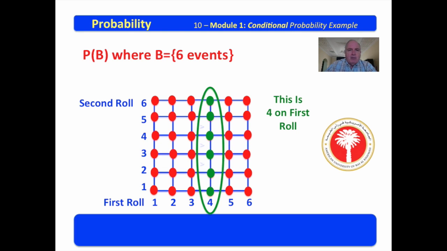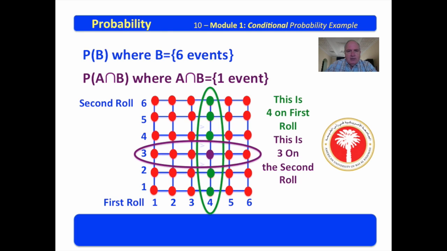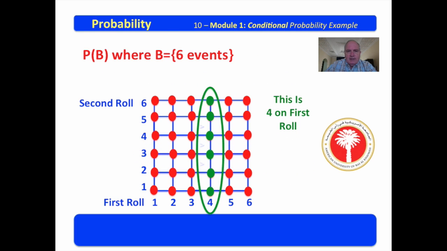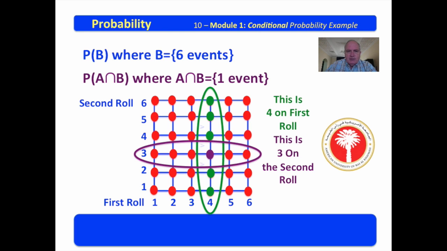Let's go back. The number in B is 6 events. And A intersect B is equal to 1 event right here. So in this particular dot, we got a 4 on the first roll and a 3 on the second roll. Now look at that again. B has 6 possible events. A intersect B has 1 event.